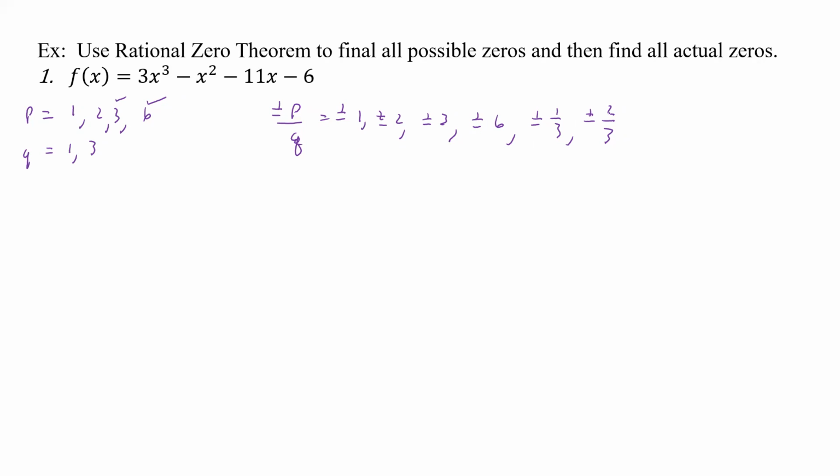Now we better figure out how many positives and negatives we're going to see. This is our original 3, 2, 1. So we have one change. So it's going to be one positive real. Now if we put f of negative x, that becomes negative 3x cubed minus x squared plus 11x minus 6.